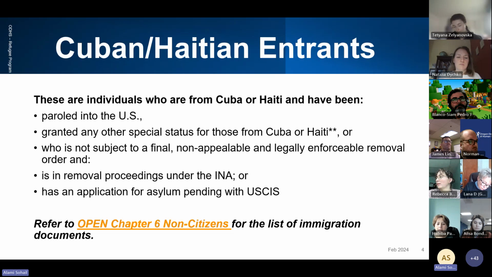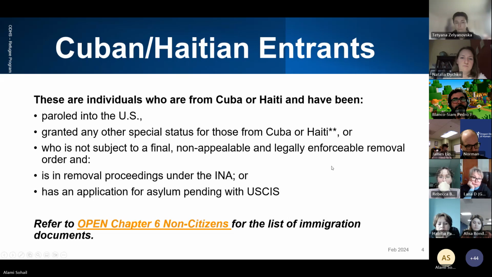And I specifically referenced Open Chapter 6 non-citizens because if I had listed all of the document types that you could see for Cuban and Haitian entrants, that would have been 6 or 7 slides out here. So for Cuban and Haitians, I would refer you to that Chapter 6. It's a couple of pages. It lists all of the types of documents for these different Cuban and Haitian entry methods. So whether they were paroled, whether they were granted a special status, or whether they are in removal proceedings and there is no final, non-appealable, or legally enforceable order against them.